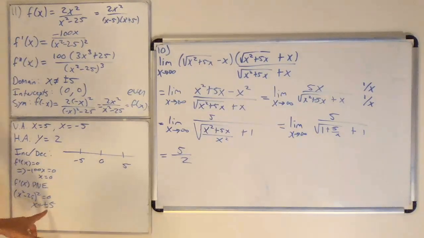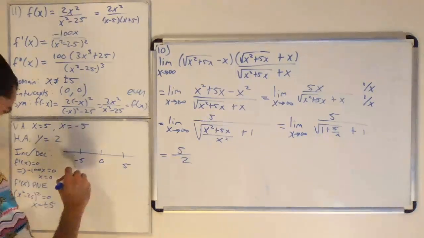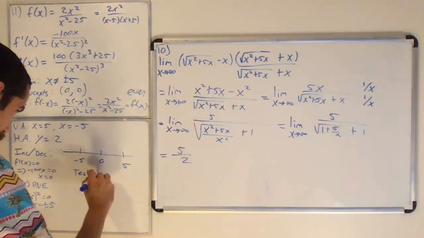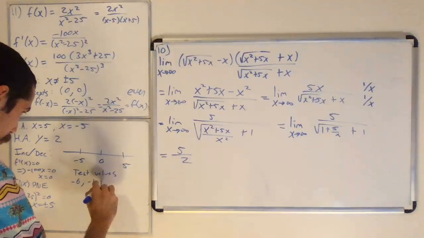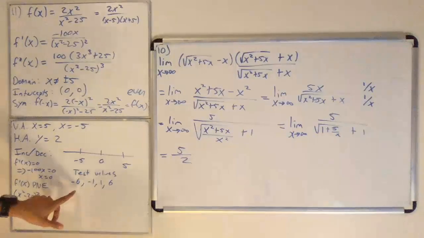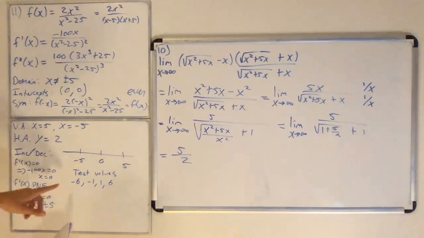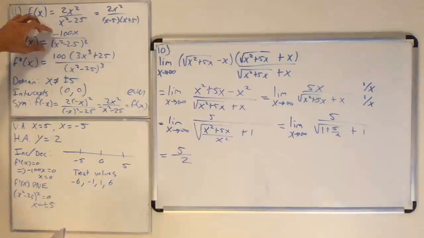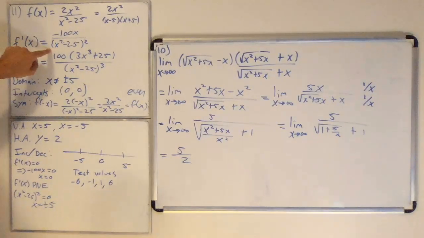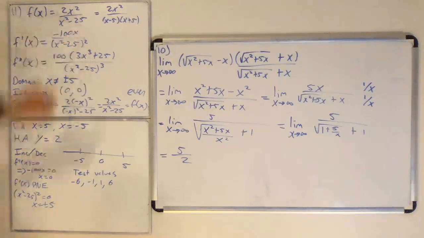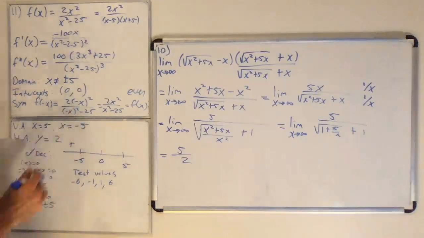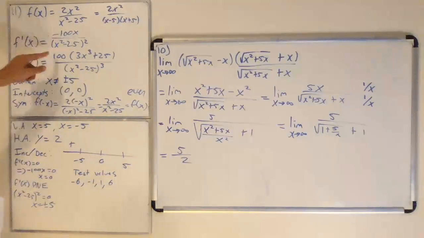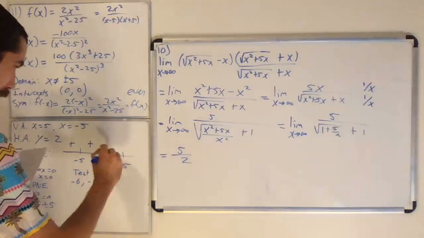Okay, so now we want to take some test values. Let's go minus 6, minus 1, 1, and 6. And plug it into our derivative. The denominator is always going to be non-negative. Okay? So we just plug in x equals negative 6 into here. We get a positive over a positive. When you plug in negative 1, we get a positive over a positive. Then we get a minus and a minus.